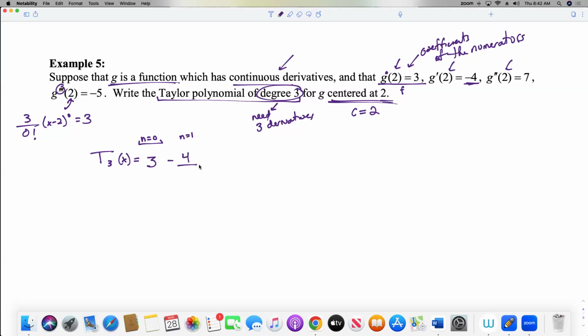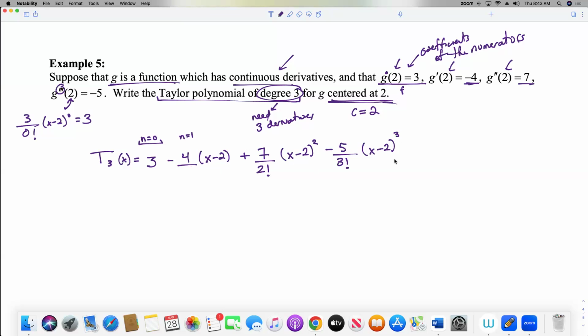Now, when n equals 1, that is going to be a minus 4 over 1 factorial, but again, I don't need to write that because that's just 1, times x minus the center to the 1 degree. Next is my 7, so plus 7. Now here is where the factorials need to start. So this is 0 factorial, 1 factorial, 2 factorial. And this is x minus 2 squared. And then the last one is minus 5 over 3 factorial, x minus 2 cubed.